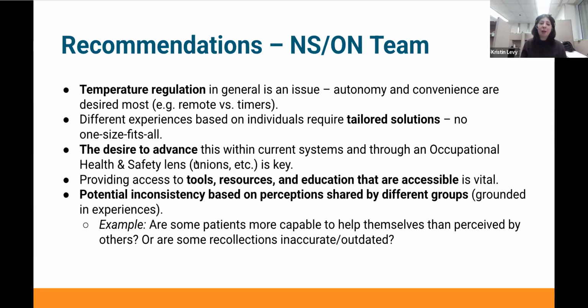And then finally, some of the findings that I saw from the surveys, there was a bit of inconsistency in some perceptions shared by different groups. This could be for a variety of different reasons, and it's hard to say at this point why. Does it have something to do with recollections being inaccurate or outdated, or does it have something to do with different experiences in general? Could it be the data collection method we used? More in-depth research would help to answer some of these questions that are starting to arise for us. So going to the next slide.